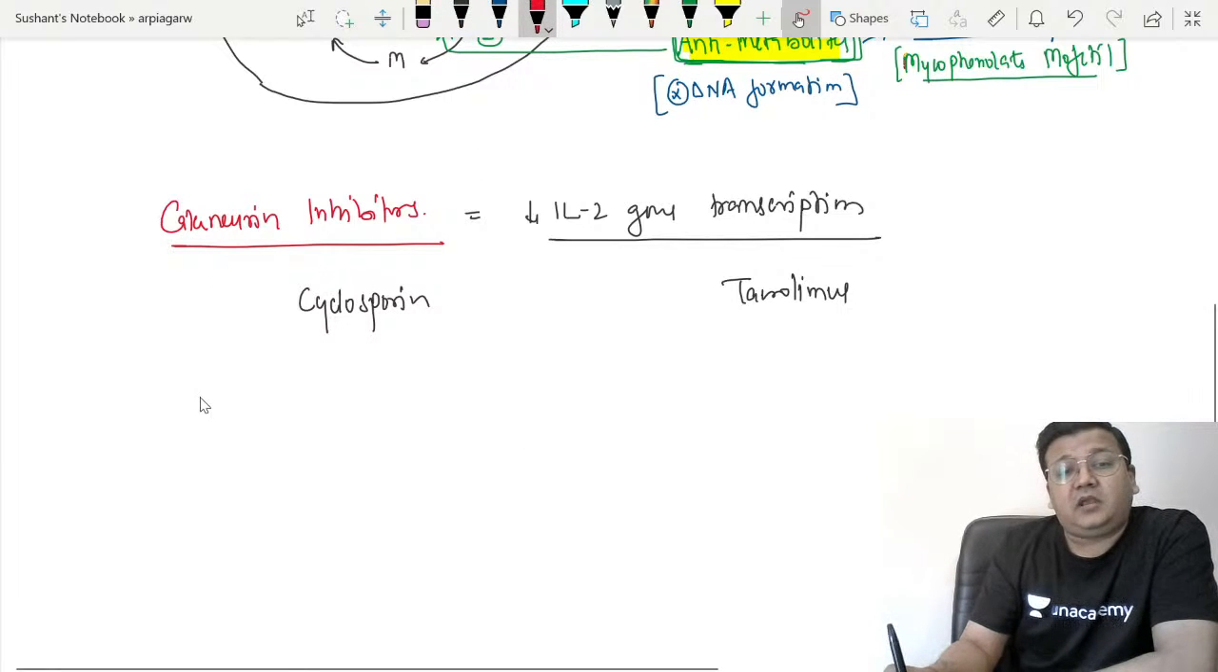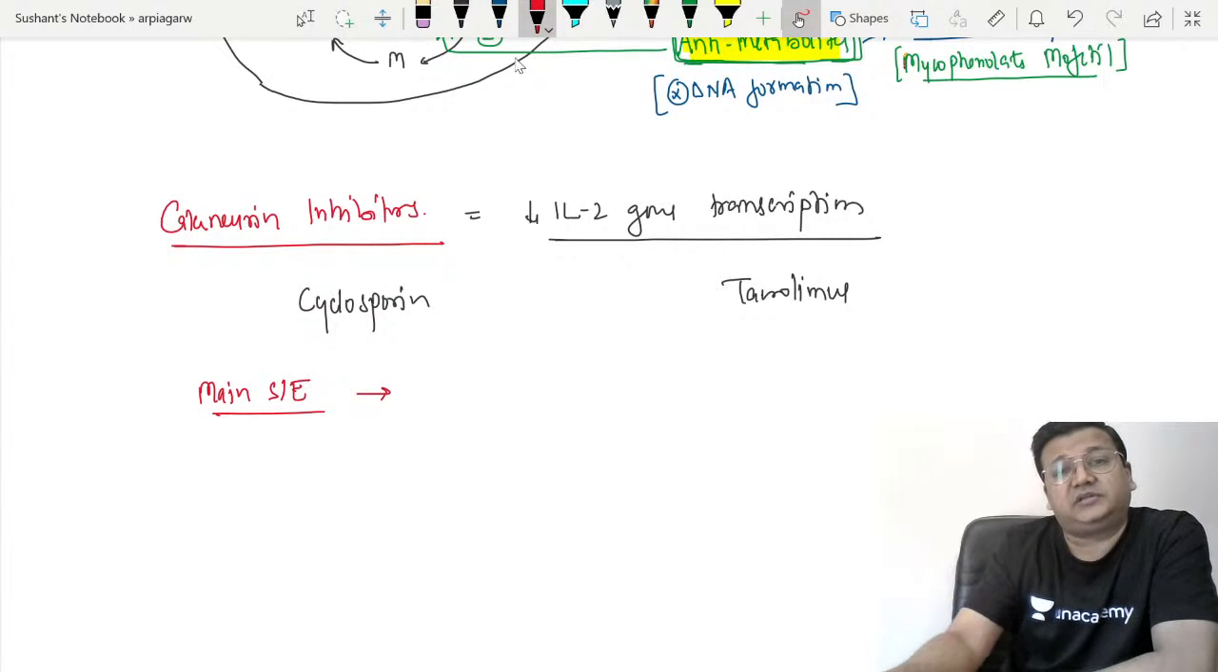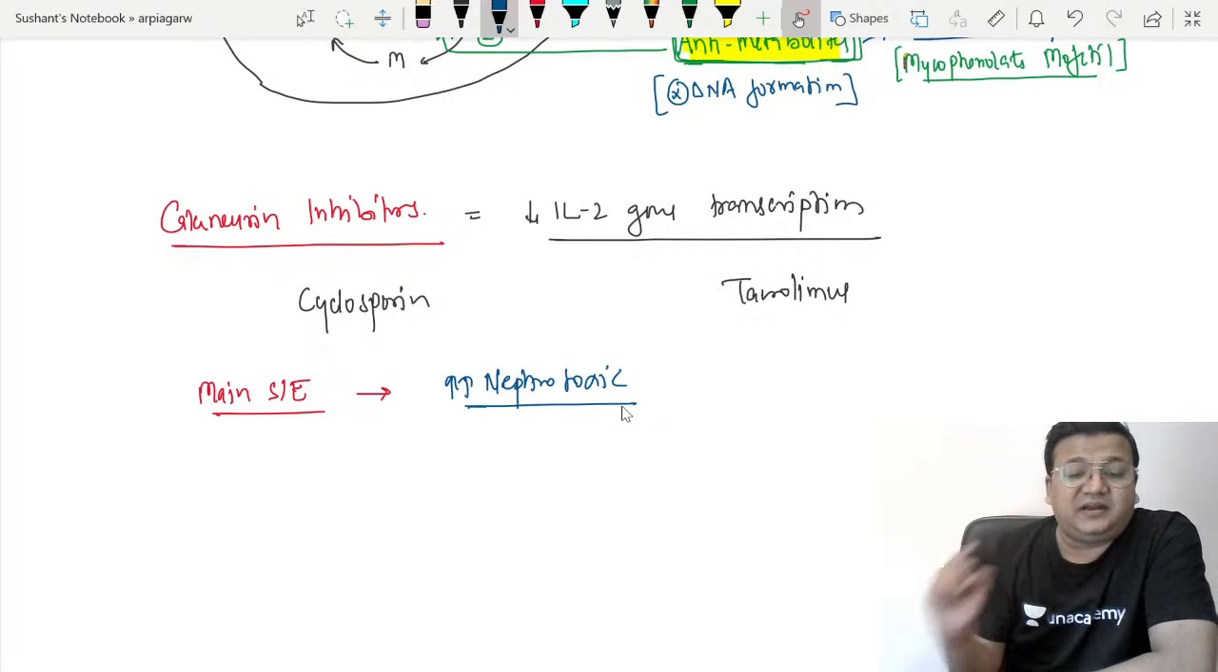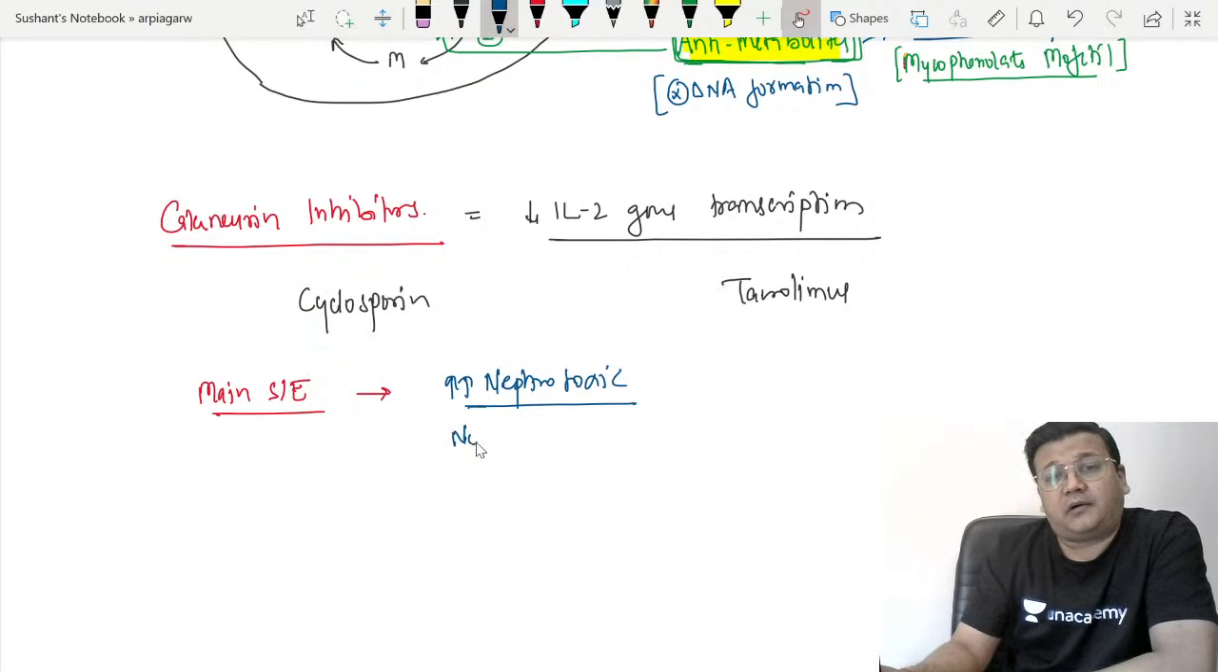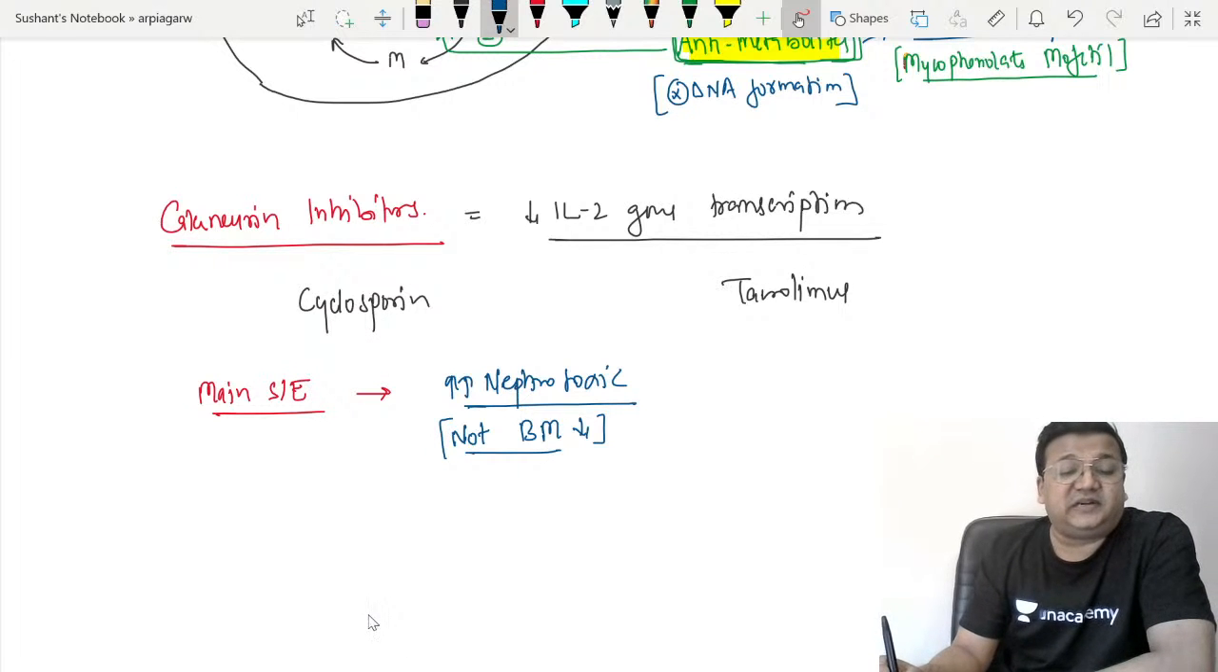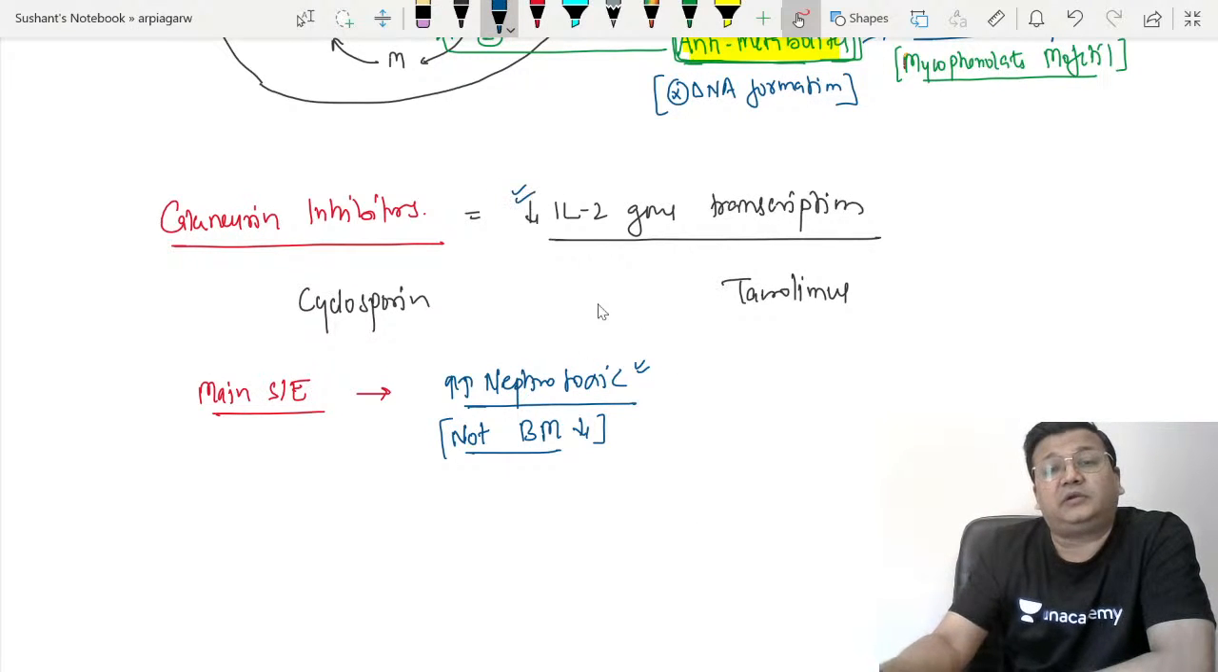You have to understand that the main side effect of these drugs is high nephrotoxicity. Both of these drugs are highly nephrotoxic. Their main damage is on kidney, both of them. But the advantage is they are not going to cause bone marrow suppression. So bone marrow suppression is not present with these drugs. Their main problem is renal damage, nephrotoxicity. Calcineurin inhibitors, cyclosporin, tacrolimus, decrease interleukin 2 gene transcription and lead to nephrotoxicity.